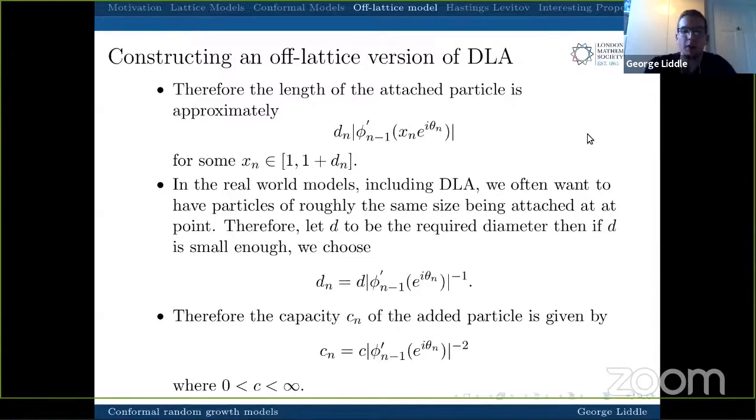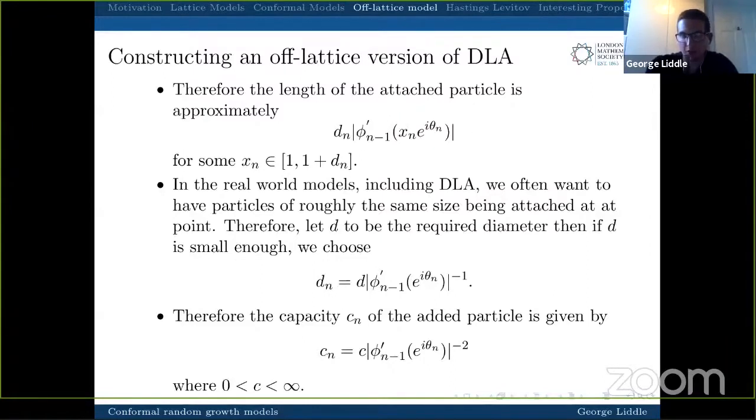Now, we can then choose what the size of these attached particles is. And in the case of many of the real-world examples, including DLA, we're going to want all of the particles that are being attached to be of roughly the same size. We don't want different sizes, because in cell growth, for example, they're all the same size, and DLA is exactly the same. You want particles being attached of the same size. So we set this equal to some fixed value, which in this case we call D.